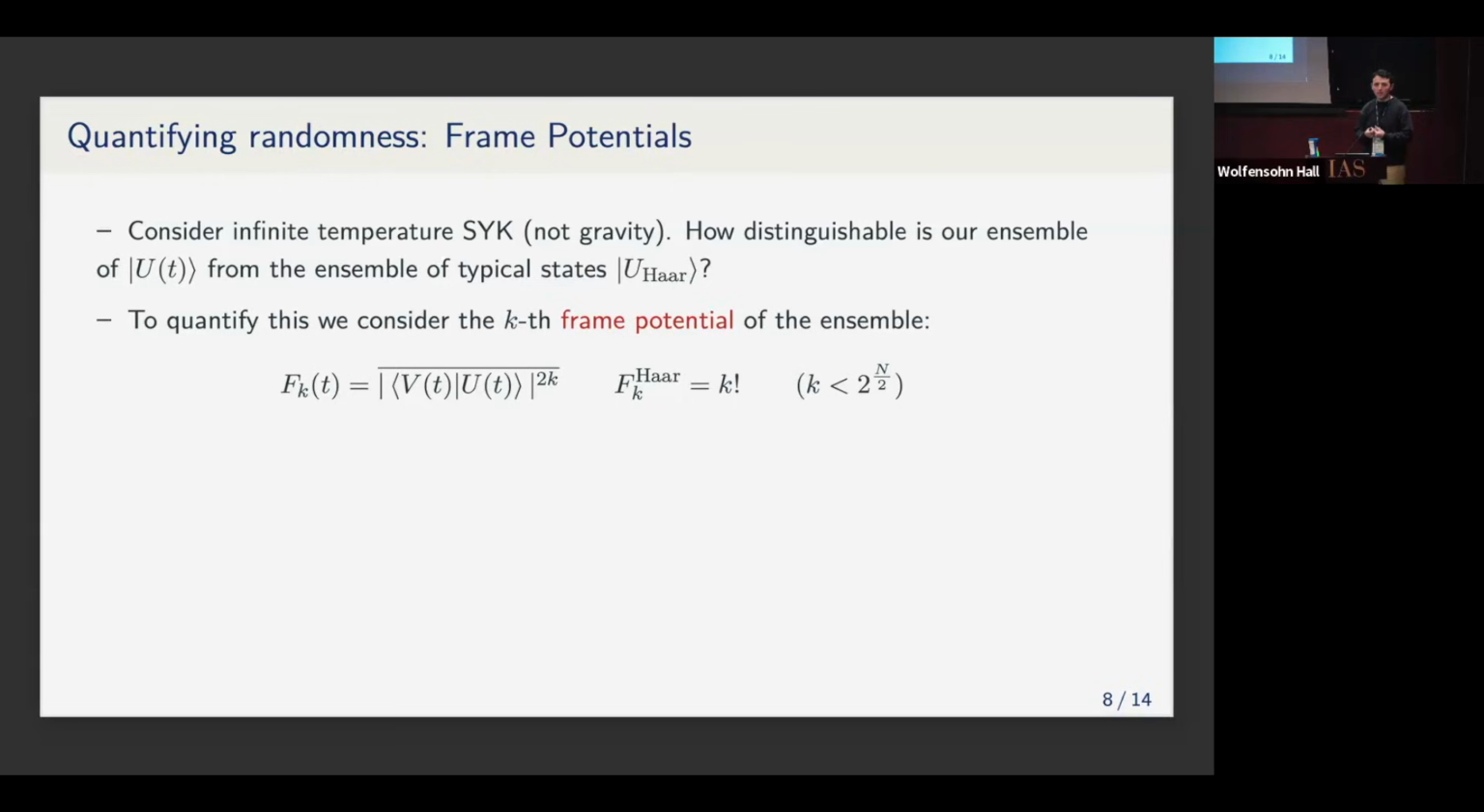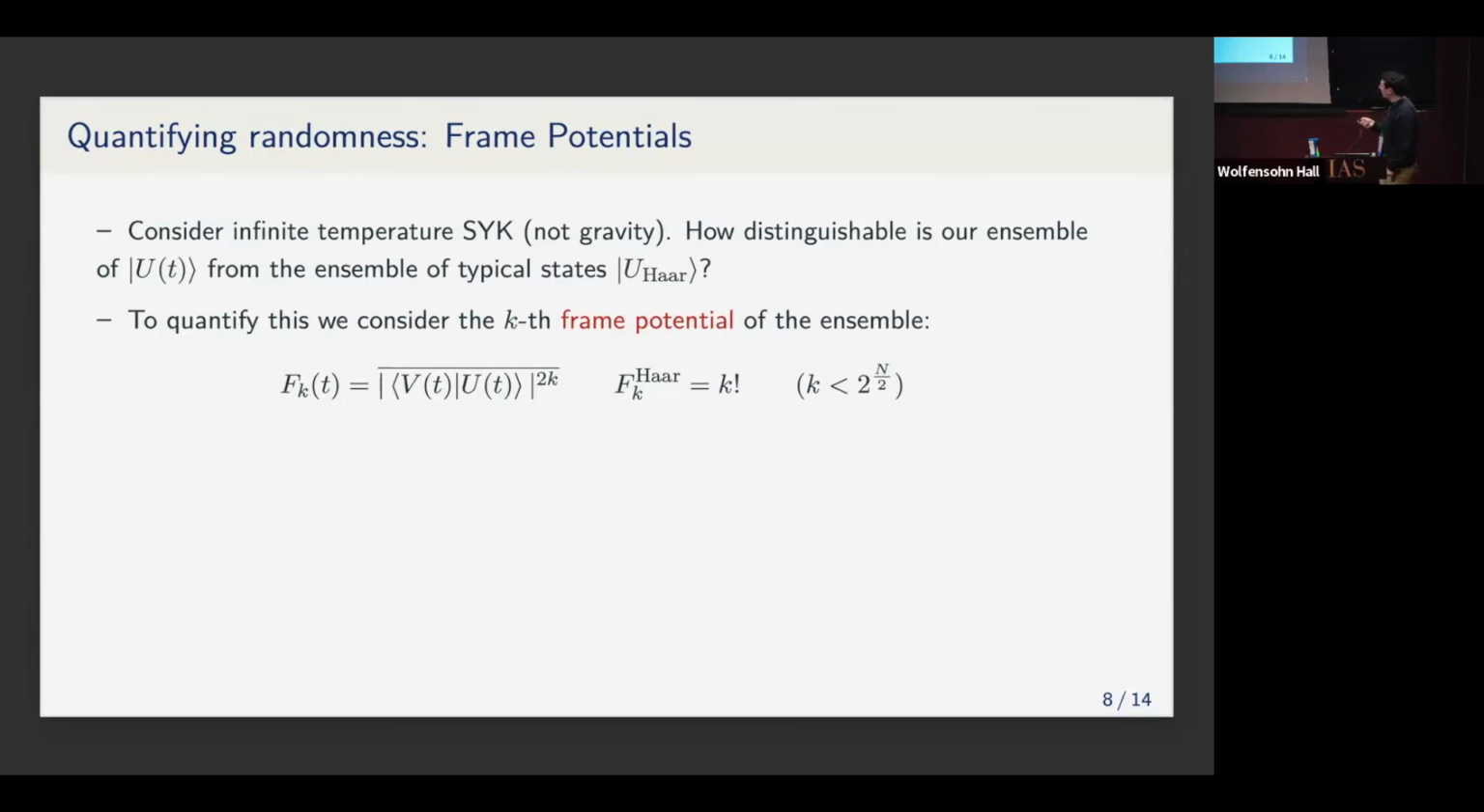The goal is now to relate this linear growth of the length of the wormhole to some microscopic measure that characterizes the ensemble of microstates that we constructed. In order to explain what this notion is, let's go back to the infinite temperature situation, so no gravity for the time being. The question we want to ask is how distinguishable is our ensemble of states, U of t, from the ensemble of typical states, U Haar, okay?